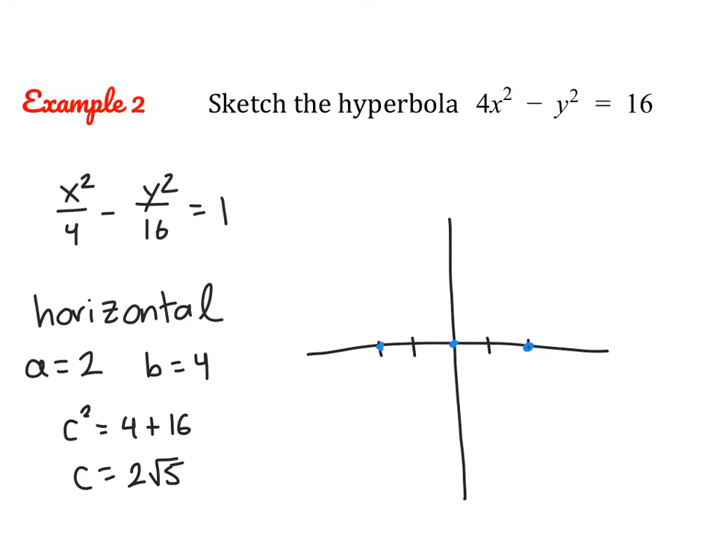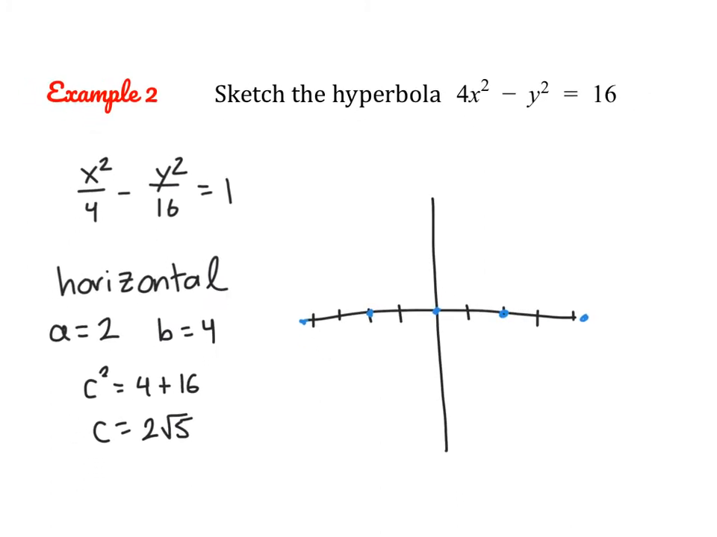I know that 2 root 5 is somewhere between 4 and 5, because the square root of 20 is somewhere between the square root of 16 and the square root of 25. So I can give myself a couple more dashes, and I know that it's going to be right between 4 and 5. So those are my foci, but now we're going to want to also make our asymptotes.